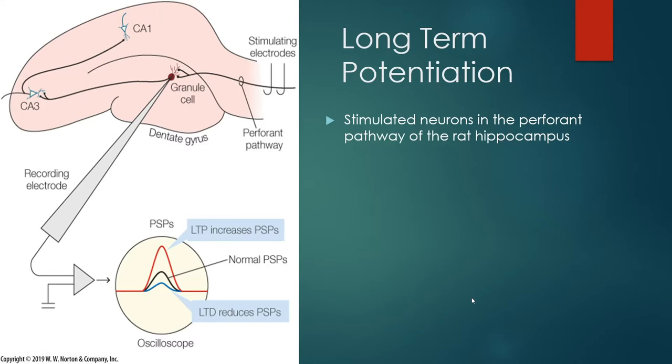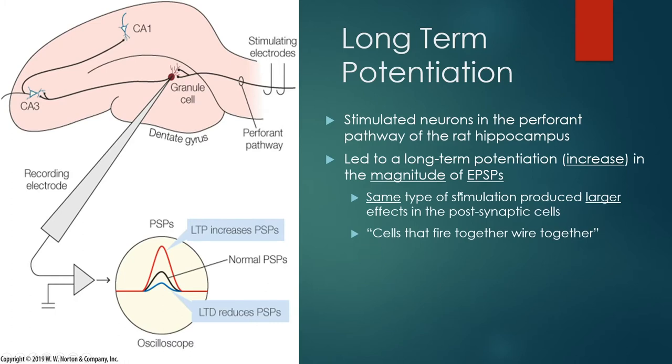They were doing recordings in the hippocampus of rats, and they were stimulating the perforant pathway, which is one of the pathways that comes into the hippocampus and then goes through all of these different sub-regions. And they came to the conclusion that if they were persistently activating this pathway, it would result in what they called long-term potentiation, which was this increase in firing in the postsynaptic cells, the ones after the one that was firing, which increased the magnitude of EPSPs in the future.